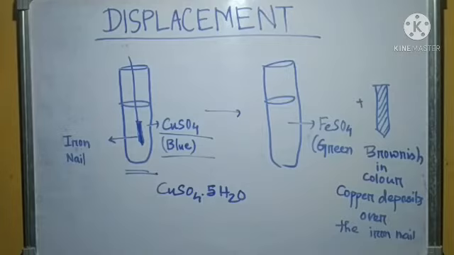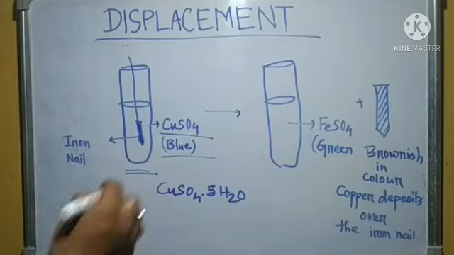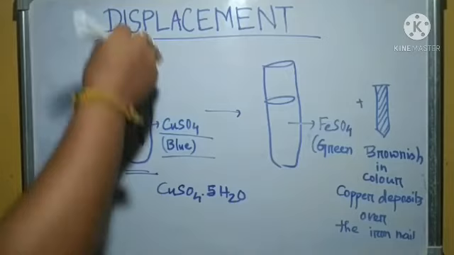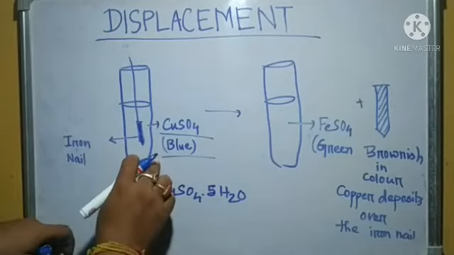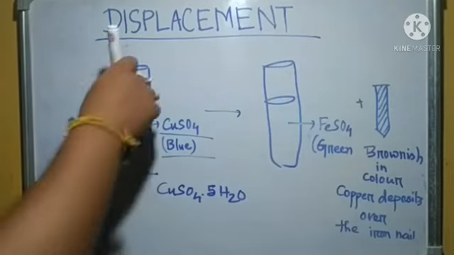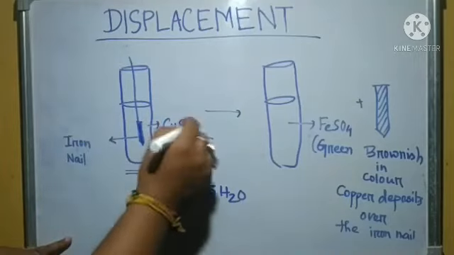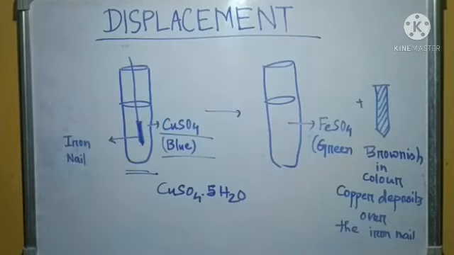Then we are taking an iron nail, the simple nail that we all know, easily available in the market. We tie it with a thread and dip it in the solution, so that it is submerged in the copper sulfate solution. That means I am taking an iron nail and dipping it in the copper sulfate solution with the help of a thread. Clear? Now we will let the reaction occur.